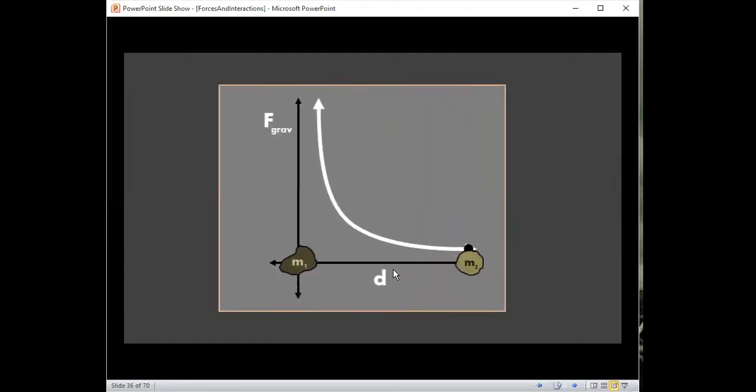So imagine you have these two masses, M1 and M2, and they're separated by this distance right here. And this curve represents the force acting on these masses based on where they're located. So if we move M2 towards M1, notice the force gets really, really strong.